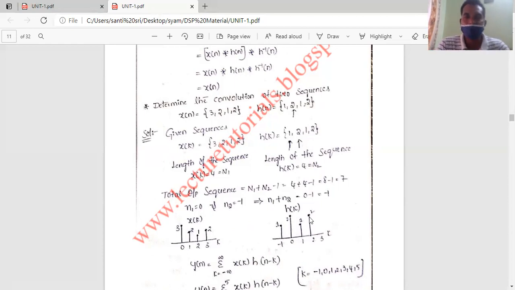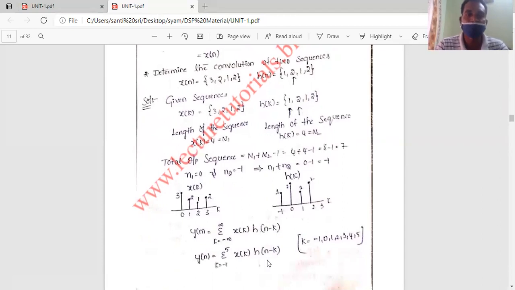So what is the formula for finding the convolution of the two sequences? That is y of n is equal to sigma k equal to minus infinity to infinity x of k into h of n minus k, right? See here, the total output sequence is n1 plus n2 minus 1, that is 7. So we have 7 elements.